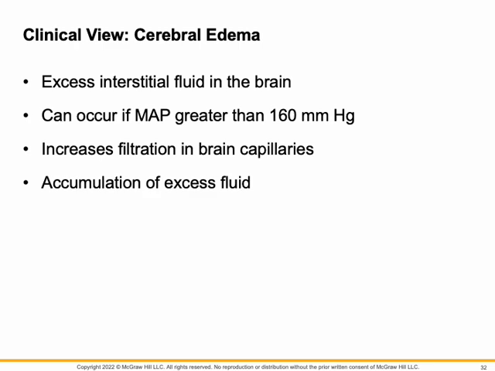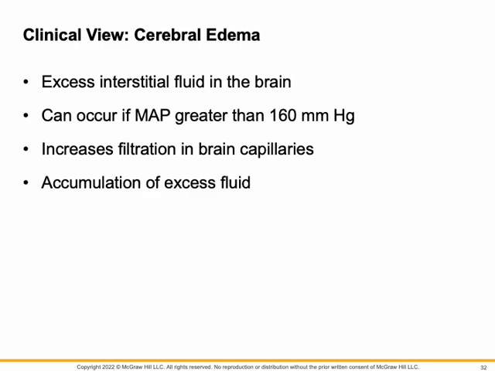If you have a significantly high pressure, which would result in a significantly high MAP or mean arterial pressure, you can end up with something called cerebral edema, right? So cerebral edema is essentially the accumulation of fluid in the interstitial space in the brain, right?